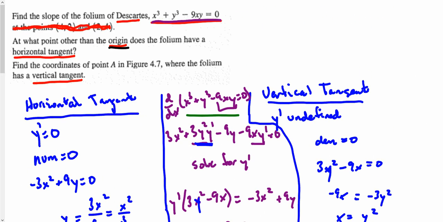All right. Well, I hope this helps you out on solving systems or using systems to help you solve for horizontal tangents and vertical tangents and implicit differentiation problems.